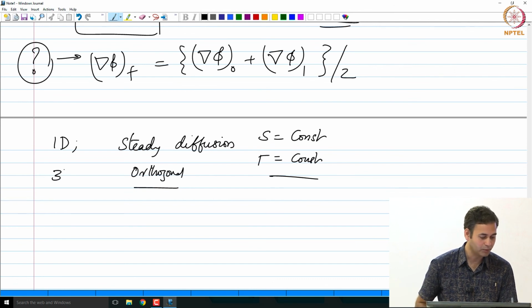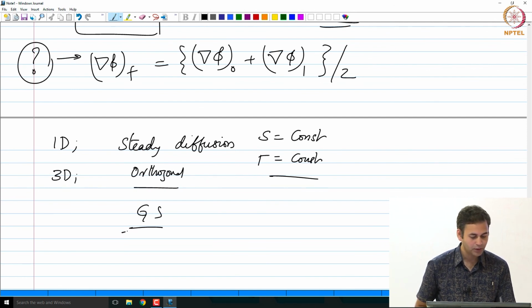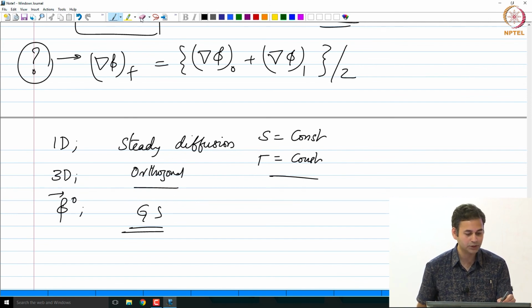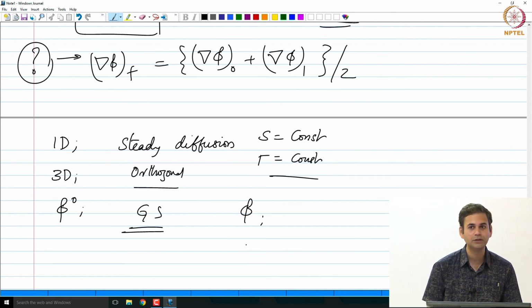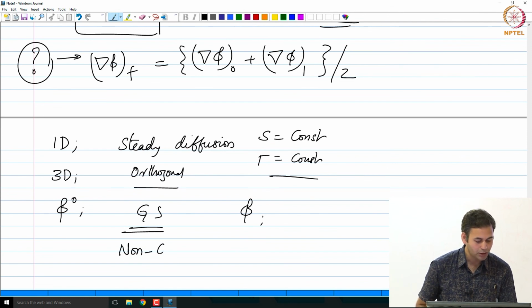Now, let us say it is a 3D problem, but it is still orthogonal. How do you solve it? You perform iterations using Gauss-Seidel. You start off with some initial guess phi 0 bar, perform the iterations, and once you converge phi, are you done with the solution? It's constant source, constant gamma, and an orthogonal mesh. Now, what will happen if you have the same problem, 3D steady diffusion with constant source and constant gamma, but you are working on a non-orthogonal mesh?